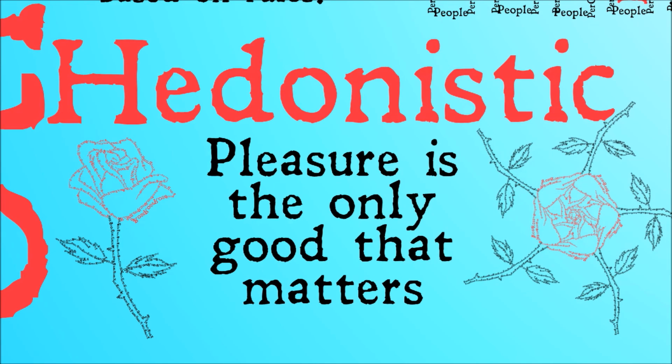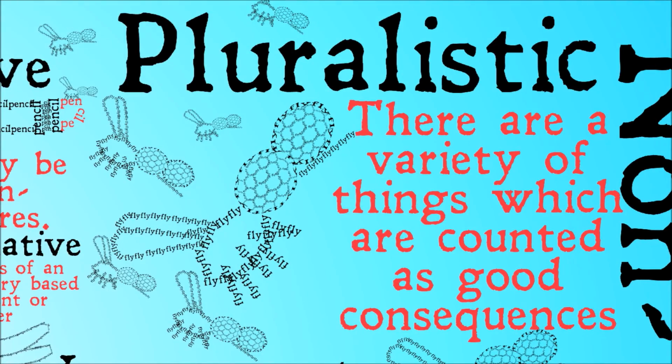But for now, we also have a distinction between hedonistic consequentialism, which says that pleasure is the only good that matters. You might be able to distinguish between a couple different kinds of pleasure, but generally speaking, hedonistic consequentialism says pleasure is the only good that we're going to be talking about. And pluralistic consequentialism, which says that there are a variety of things which are counted as good consequences. Now, you might say, well, there's another position here that says there's only one thing that's counted as a good consequence, but it's not pleasure. Sure, that's another reaction to utilitarianism, but a more common one is a pluralistic view where several different things are included as good consequences.